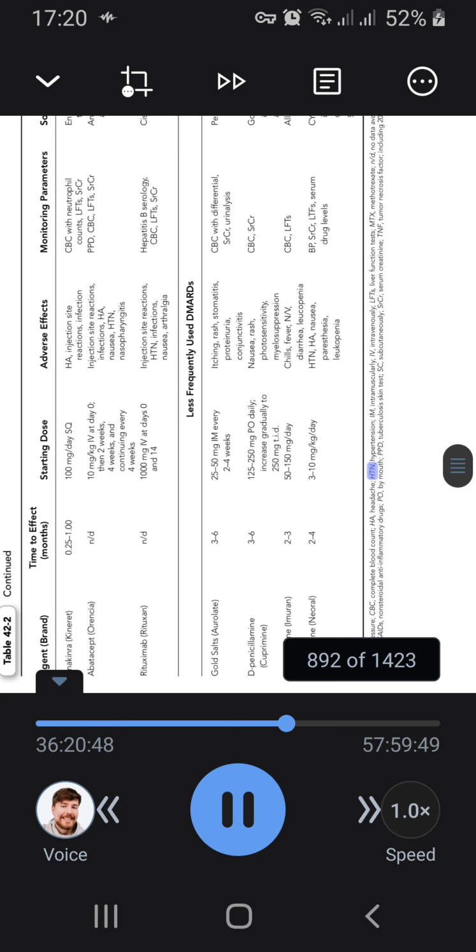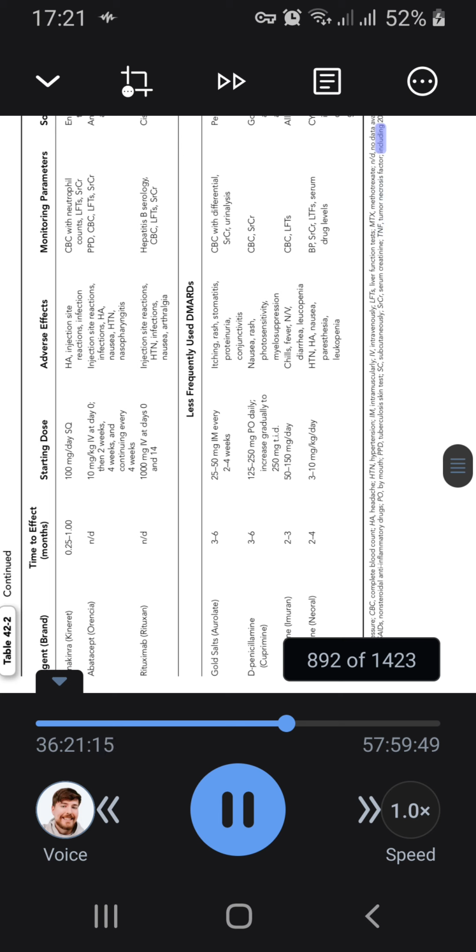Abbreviations: BP, blood pressure; CBC, complete blood count; HA, headache; HTN, hypertension; IM, intramuscularly; IV, intravenously; LFTs, liver function tests; MTX, methotrexate; NTD, no data available; N/V, nausea and vomiting; NSAIDs, nonsteroidal anti-inflammatory drugs; PO, by mouth; PPD, tuberculosis skin test; SQ, subcutaneously; SCr, serum creatinine; TNF, tumor necrosis factor.